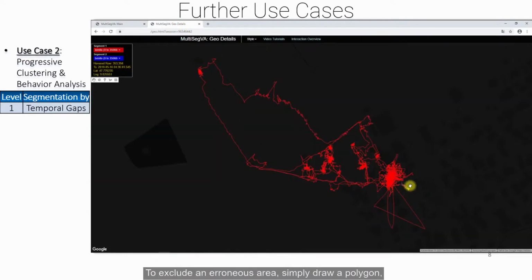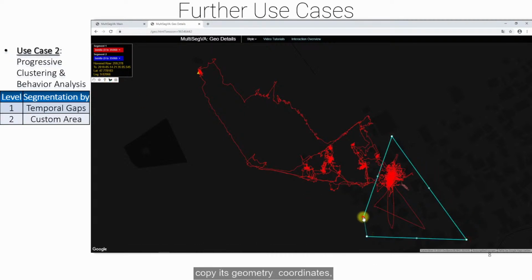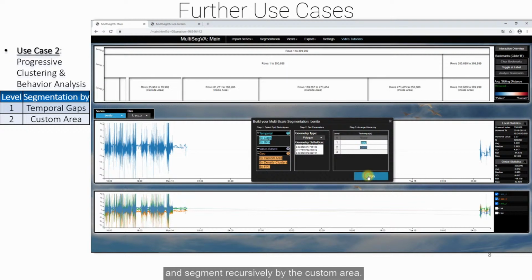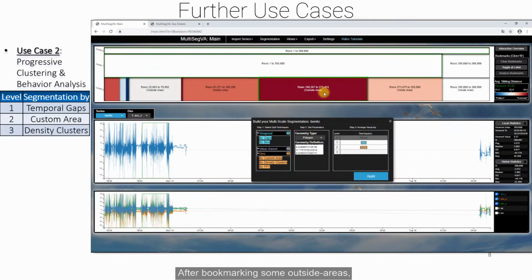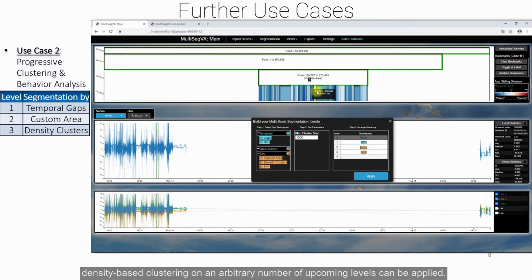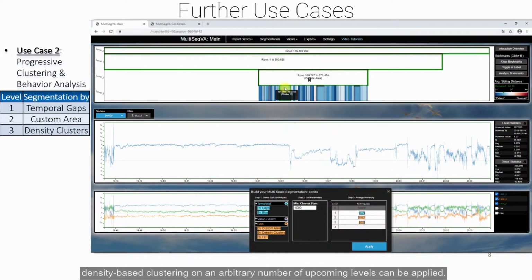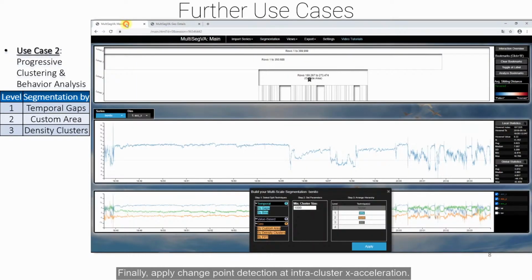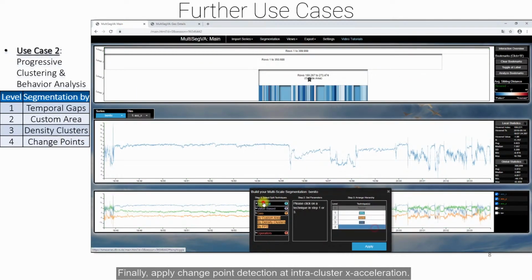To exclude an erroneous area, simply draw a polygon, copy its geometry coordinates, and segment recursively by the custom area. After bookmarking some outside areas, density-based clustering on an arbitrary number of upcoming levels can be applied. Finally, apply change point detection at intra-cluster X acceleration.